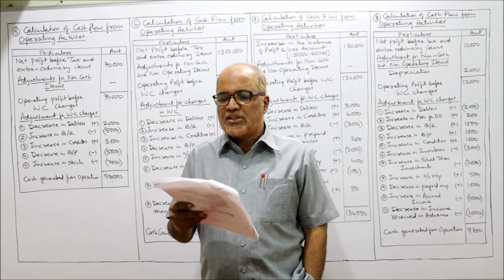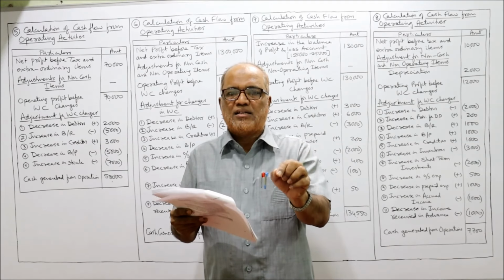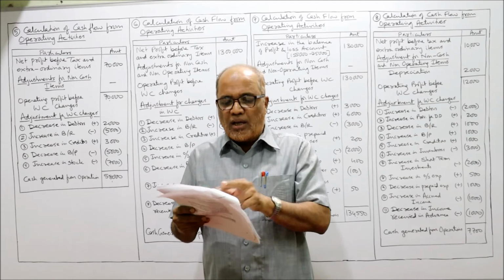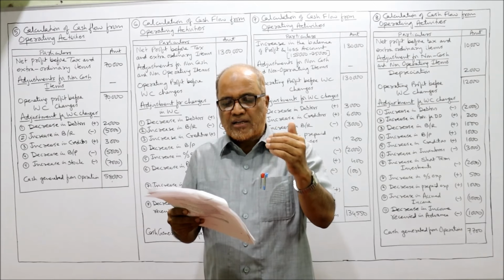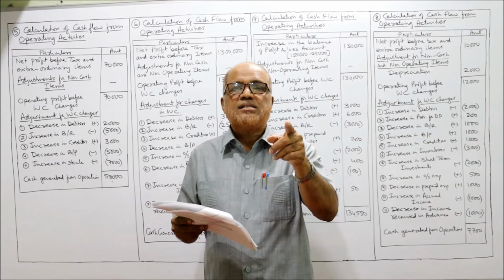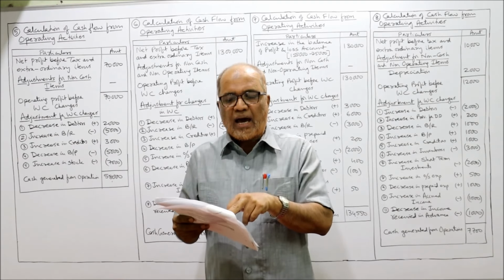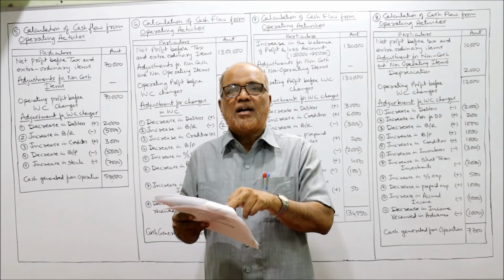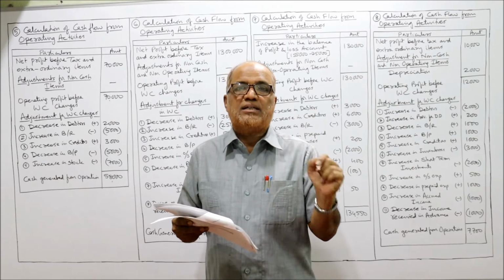So net profit 1997 is 70,000. Our current year is 1997. The net profit of the current year is 70,000. Now we are given debtors, bills receivable, creditors, bills payable, and stock. So we are given current assets and current liabilities. Debtors, bills receivable and stock: these three are current assets. Creditors and bills payable: these two are current liabilities.